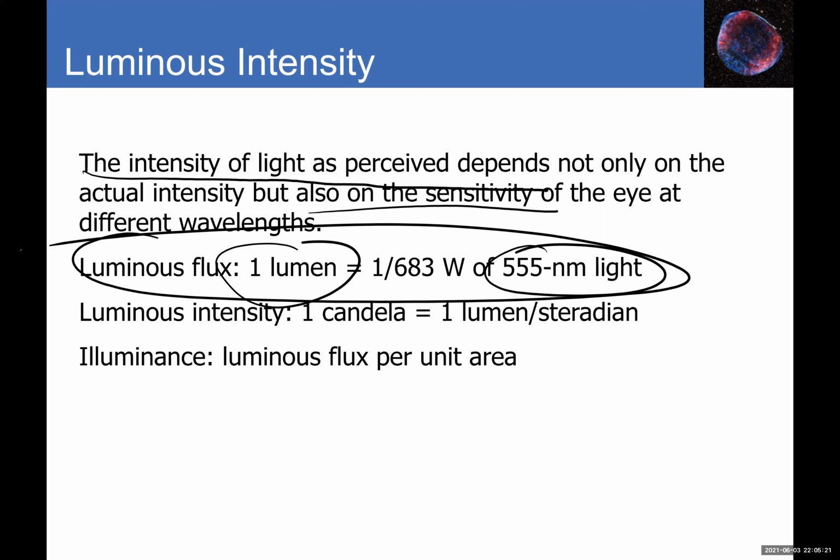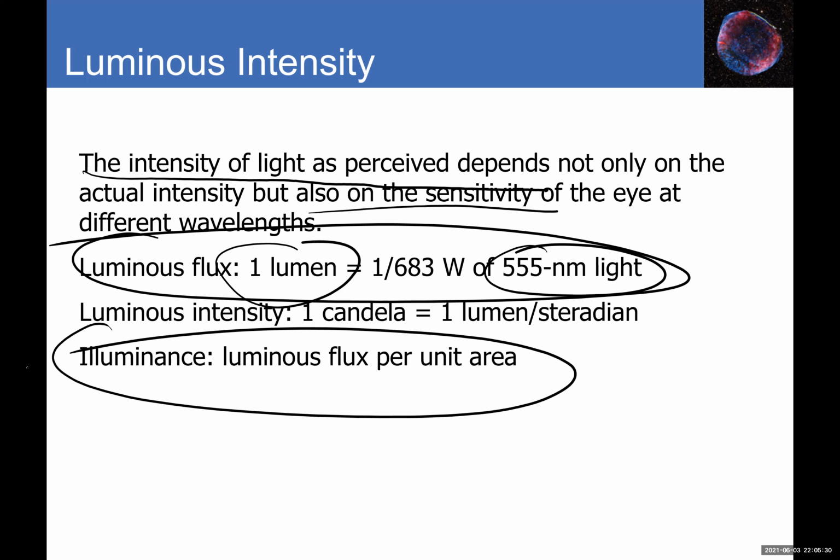Then we have luminous intensity in candela. That's 1 lumen per steradian. And illuminance is the luminous flux per unit area. All right, so that should then conclude this chapter.